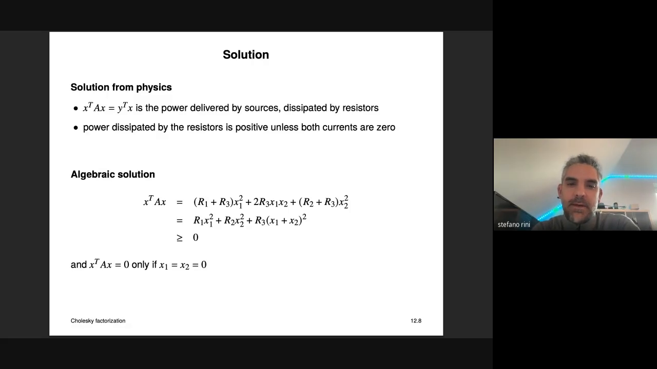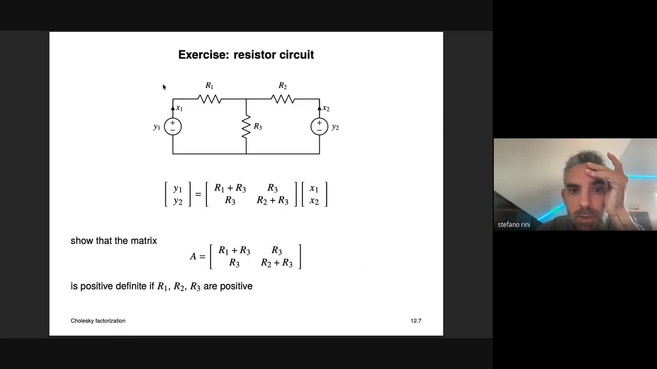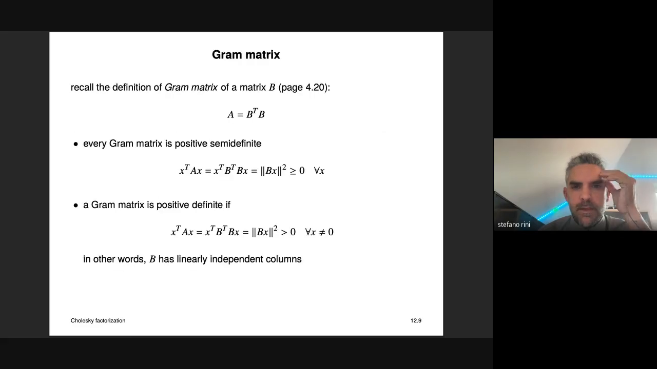And the power dissipated by the resistor is positive unless both currents are 0. So we are saying that x transpose A x is equal to this equation. This must be equal to 0. And x transpose A x is equal to 0 if and only if x1 is equal to x2. And if you remember, x1 is this object, x2 is this object, and so the currents, whatever, they must equate according to this equation. Good.